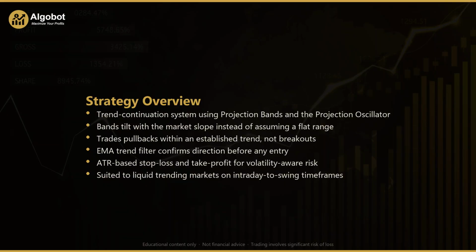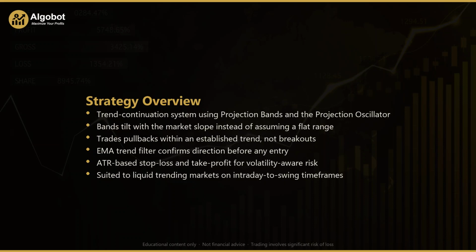Projection Band Trend Pullback is a trend continuation system. That means it does not try to catch tops and bottoms or predict reversals. Instead, it looks for markets that are already moving in one direction, and it aims to join that move after a temporary dip. The engine behind it is a pair of tools designed by Mel Widner.